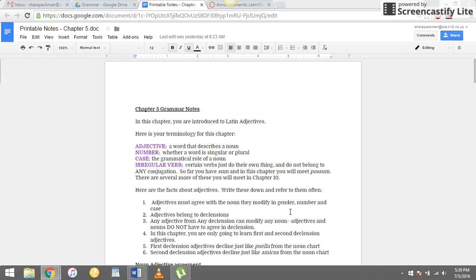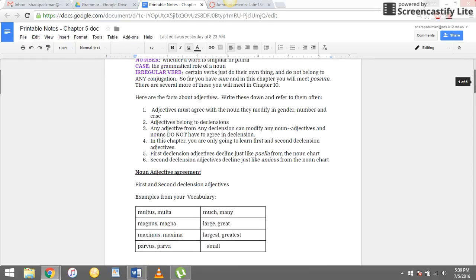And now we're going to talk about adjectives because I think that's the one thing that everybody has the most trouble with. So, the facts about adjectives. First of all, adjectives must agree with nouns in gender, number, and case. Adjectives belong to declensions, which is good because you've already learned declension endings, so you're going to be using the same endings you've already learned. Any adjective from any declension can modify any noun. So adjectives and nouns do not have to agree in declension.